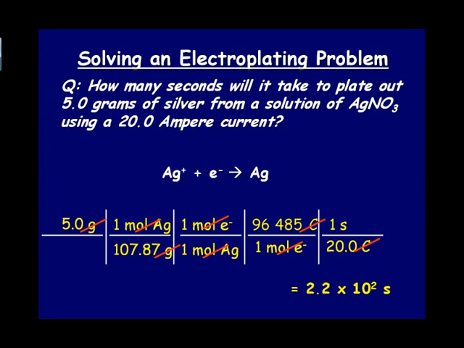Now we could reverse this whole process, starting with the time, using the amps, using Faraday's constant, the moles, and the molar mass, and we could actually go backwards then and calculate how much silver metal would be actually plated on there. So this is typically what's done in an electrolytic calculation.